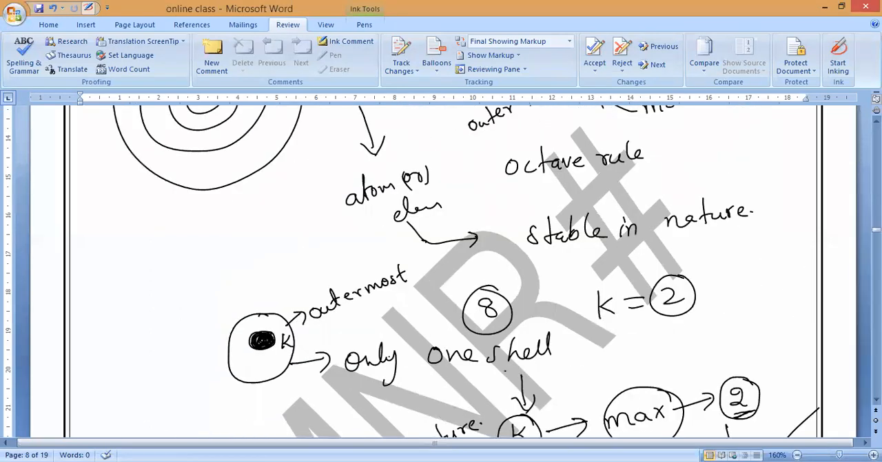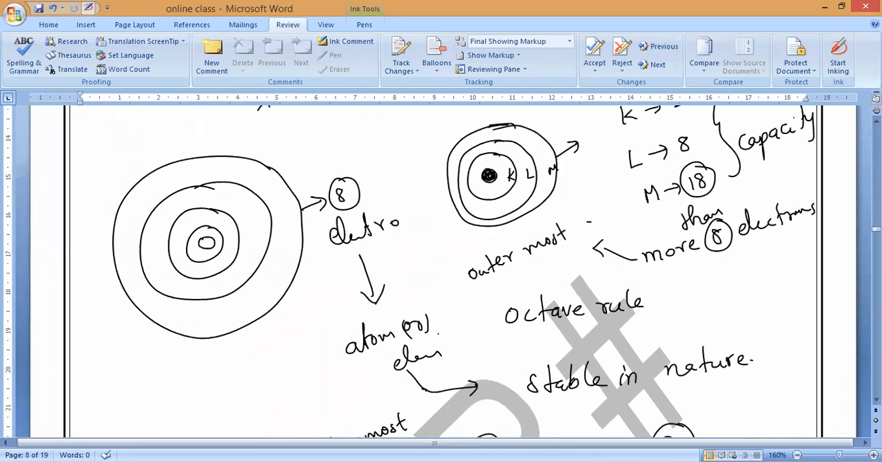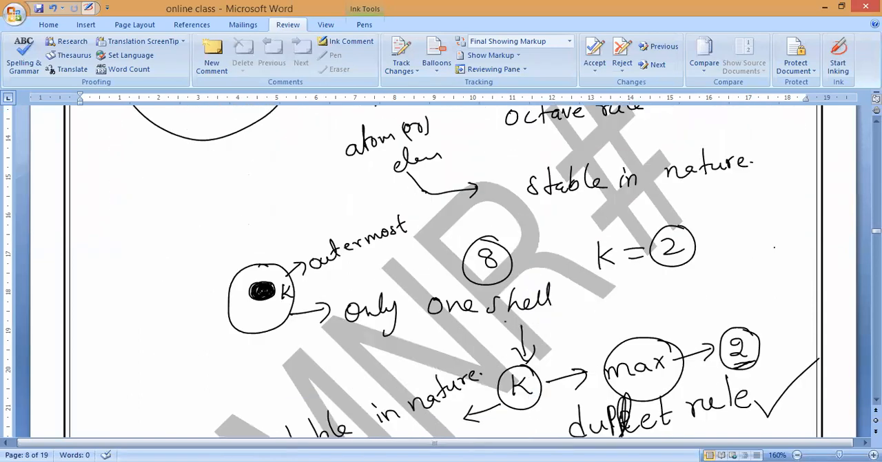So understand, everybody? If any shell other than the K shell is there, how many maximum electrons can we fill in the last shell? Their capacity is different. Capacity we can find by using the formula 2n squared. If it is the last shell, then the maximum electrons we can keep is 8. That rule is called the octet rule.